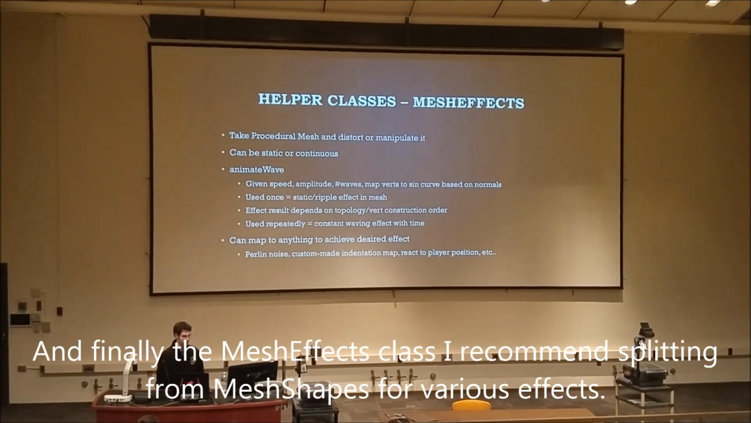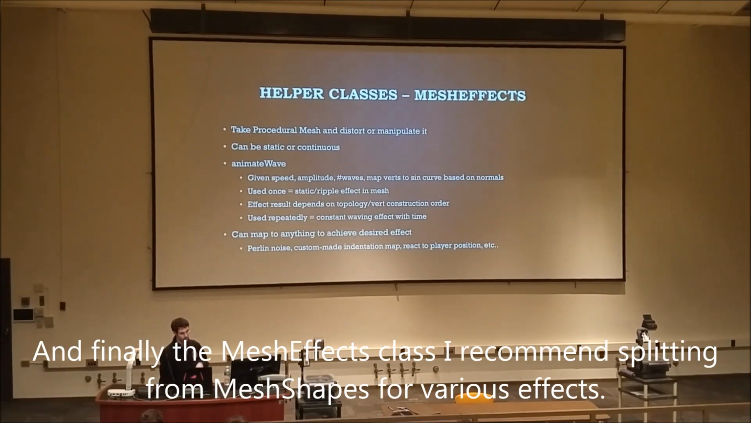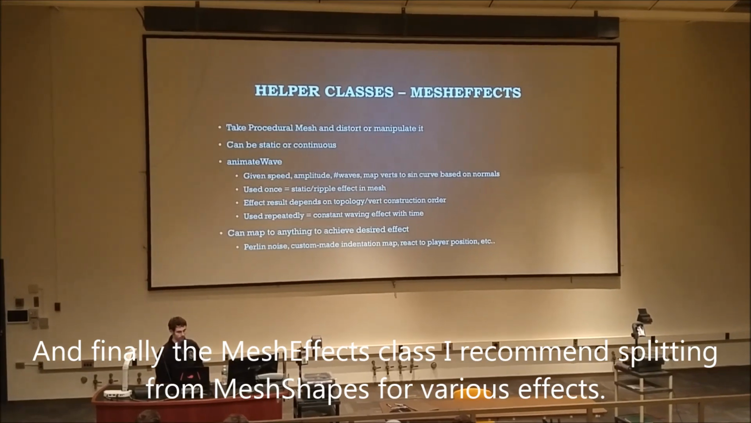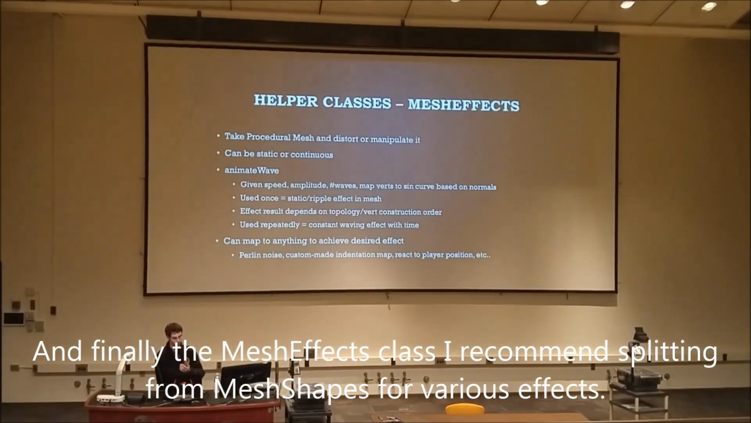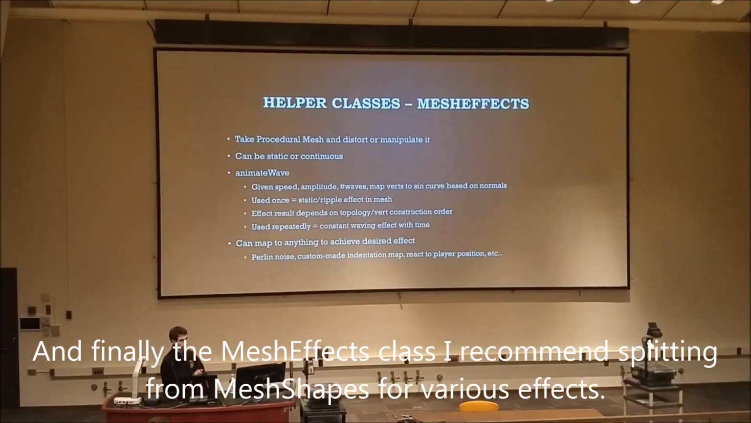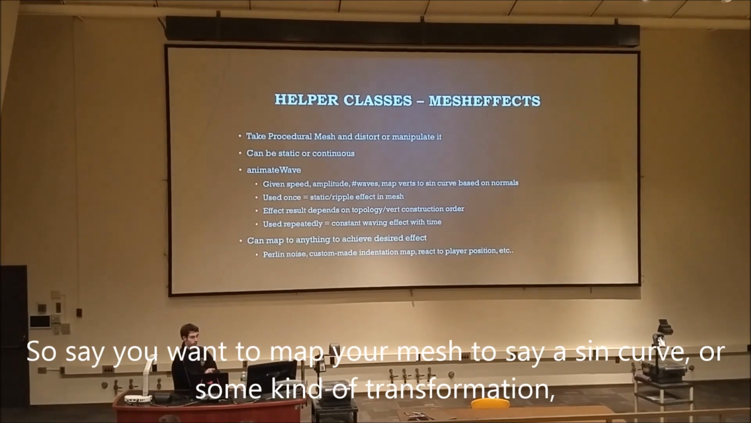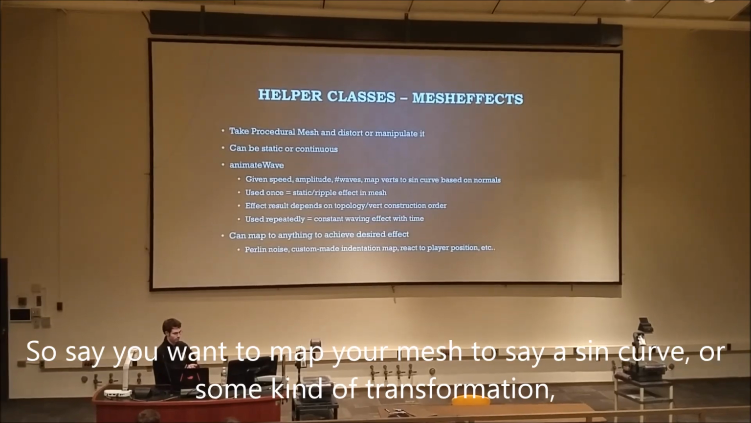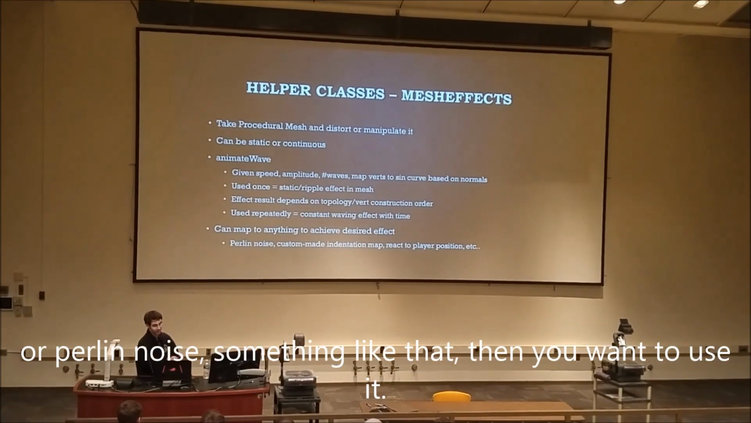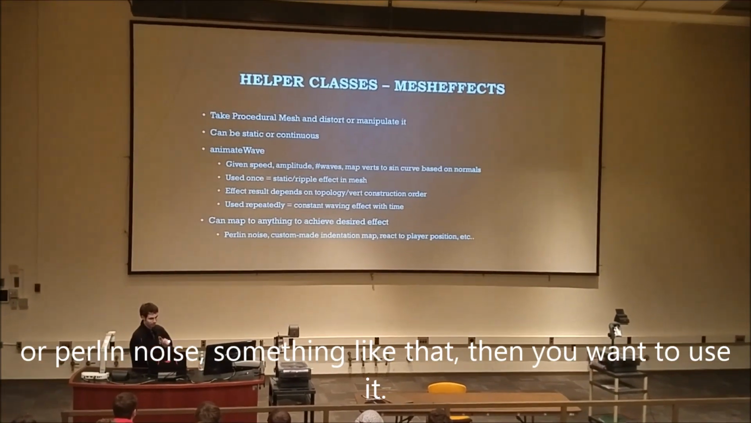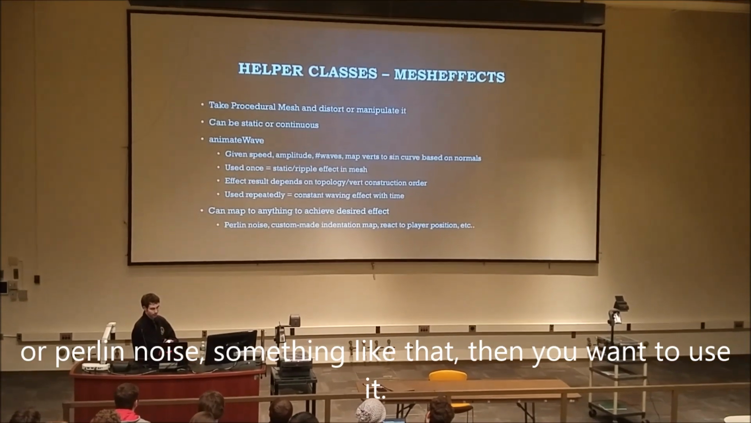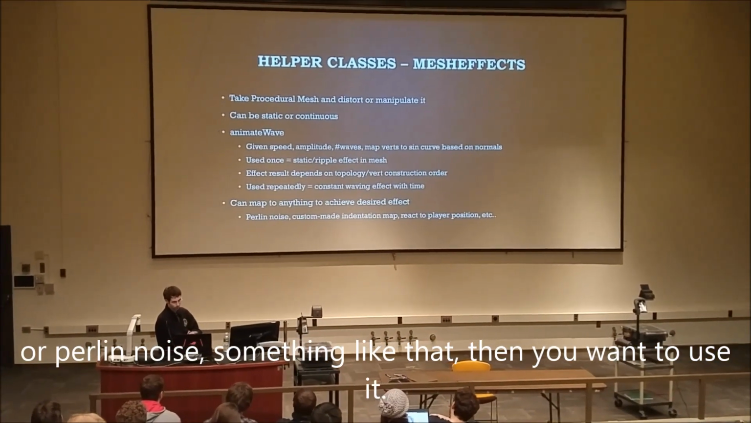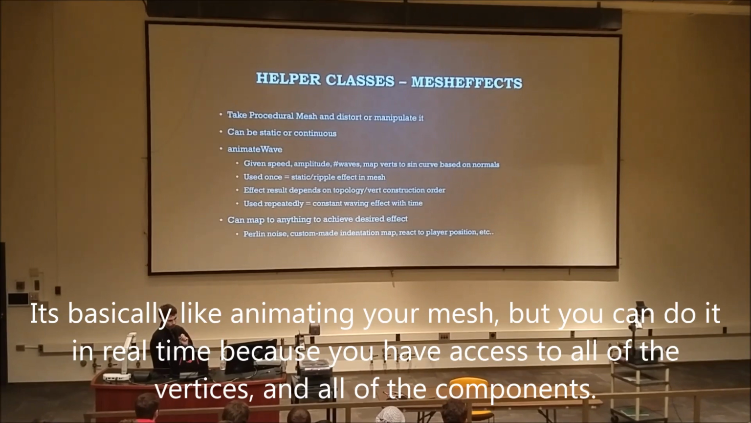And finally, the mesh effects class. I recommend keeping this separate from the mesh shapes class. This is for effects like if you want to map your mesh to, say, a sine curve or some kind of transformation or further noise. It's basically like animating your mesh, but you can do it in real time because you have access to all the vertices and all the mesh data.